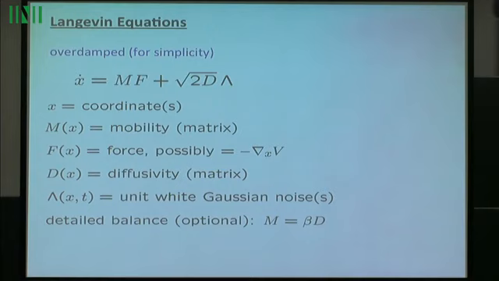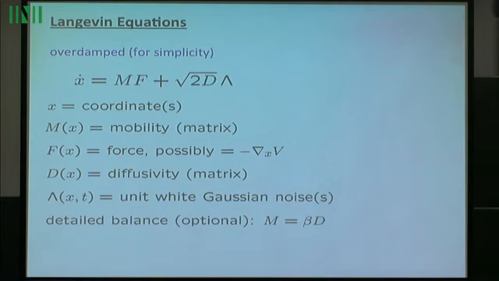So Langevin equations. This is schematic, overdamped for simplicity. That happens to be the case I'll be talking about later, but it generalizes. So here's a Langevin equation. I have some set of coordinates or coordinate, x, which is a long list in general, a mobility, which is some kind of matrix, and the force, which may or may not be the gradient of some kind of interaction potential. So I have that structure, and then there's a noise term.